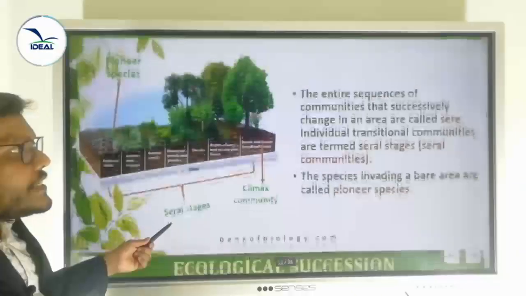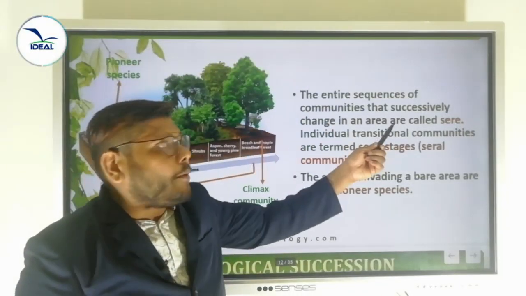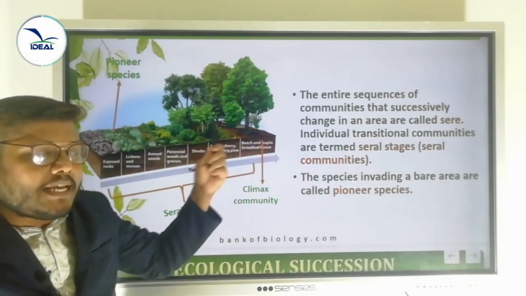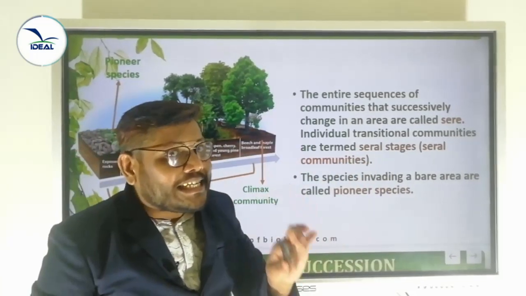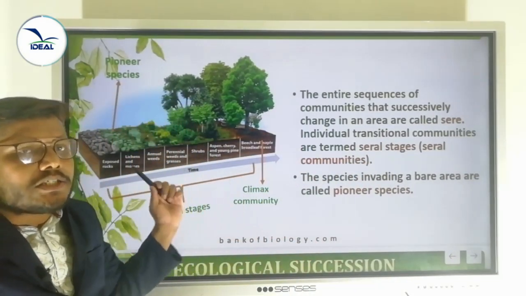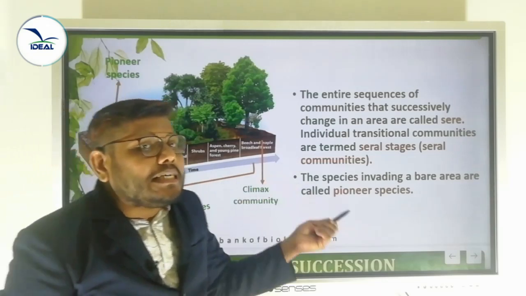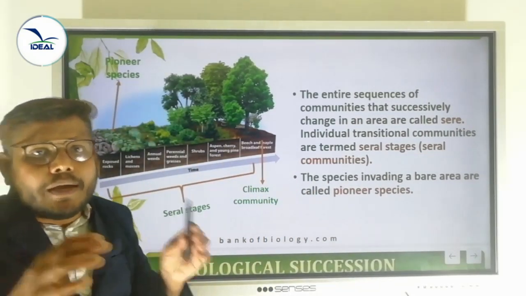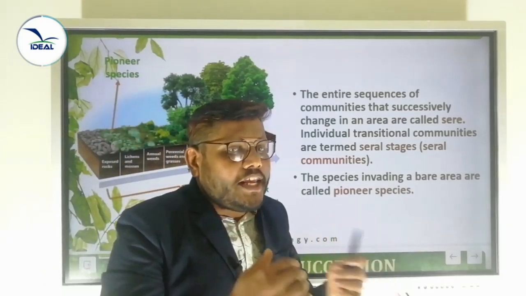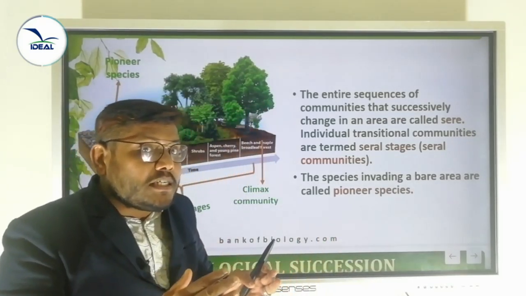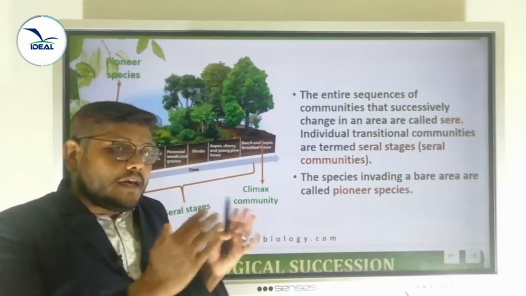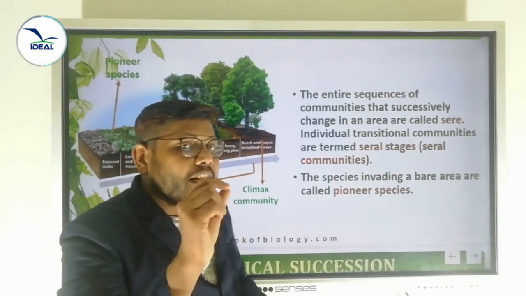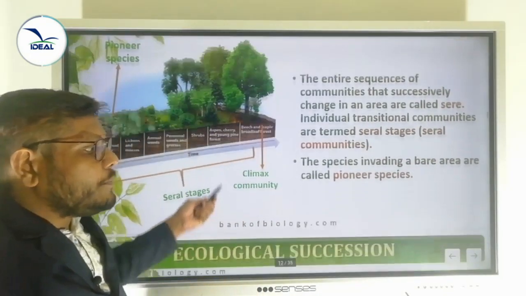Clear? In ecological succession, the entire sequence of communities that successively change an area is called a sere, and the individual transitional community is termed a seral stage or seral community. The species involved in the bare area is called the pioneer species. The first species formed in that bare area is called the pioneer species. There are two types of succession.